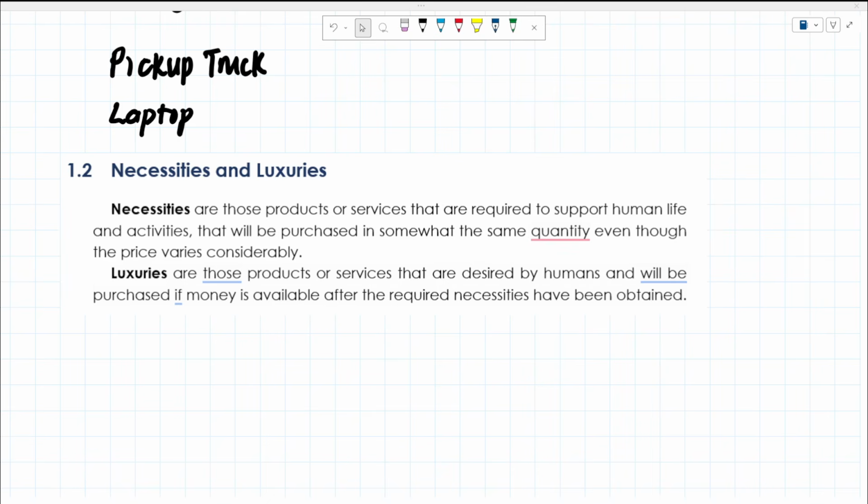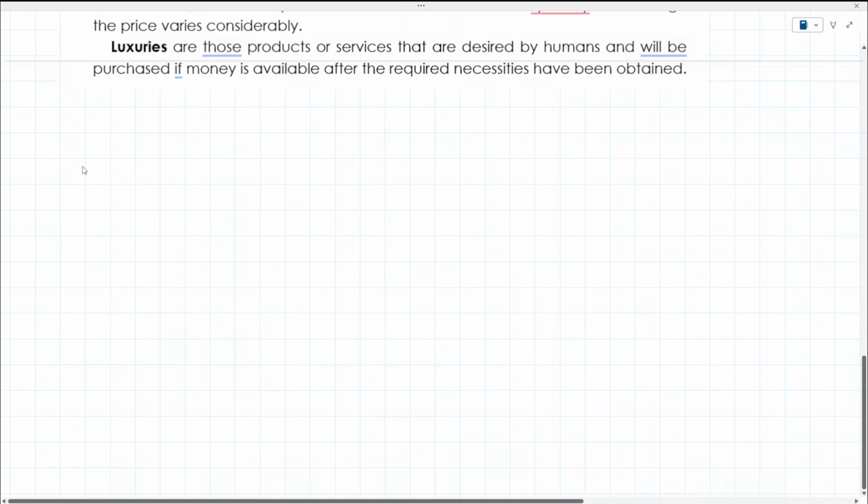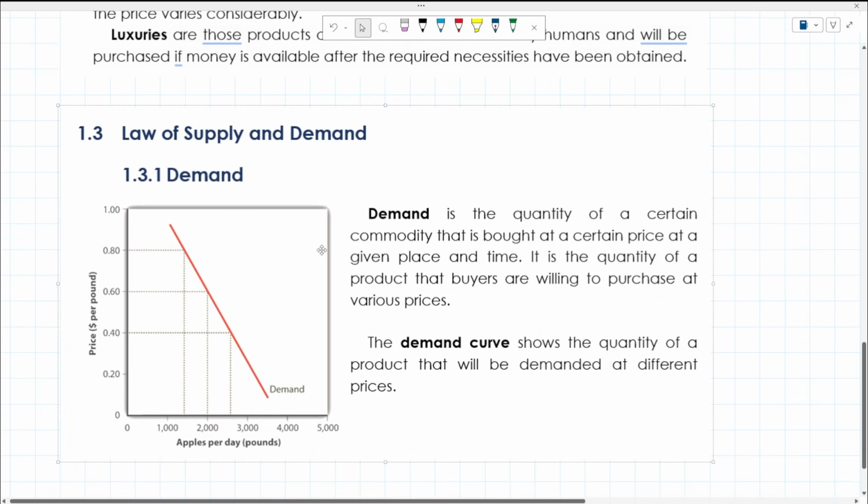We also talk about the law of supply and demand. Dali lang maintindihan ito, no? Yung law of supply and demand. Dati pa, ina-explain na rin sa atin ito. So, pagdating sa law of supply and demand, yung demand is the quantity of a certain commodity that is bought at a certain price at a given place and time. It is the quantity of a product that buyers are willing to purchase at various prices.